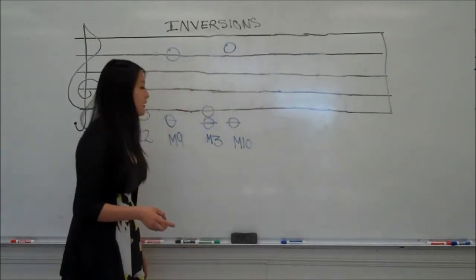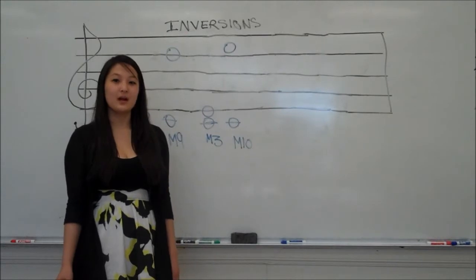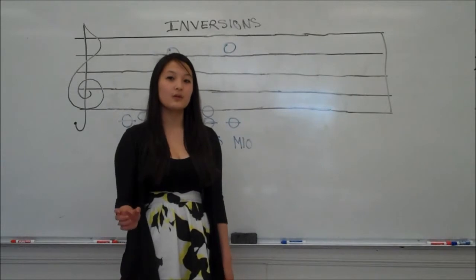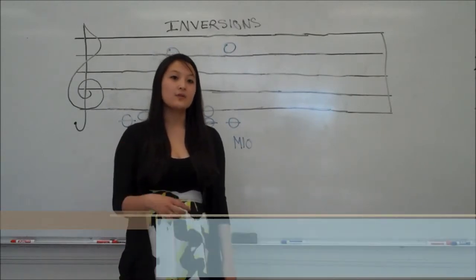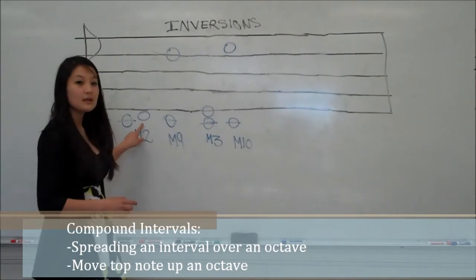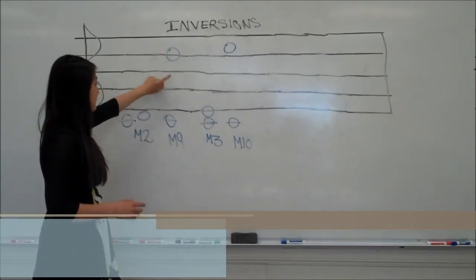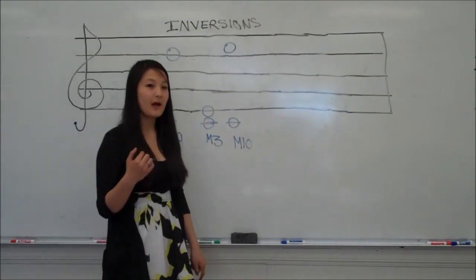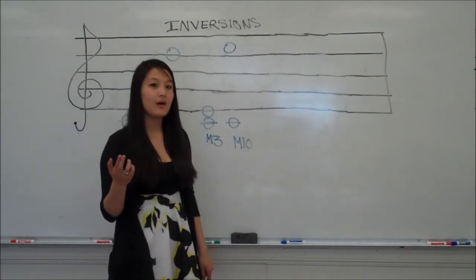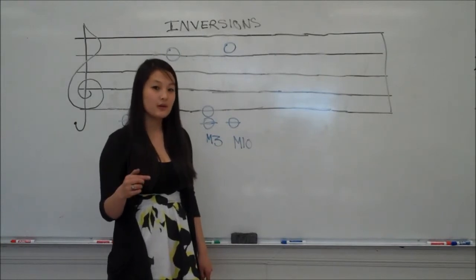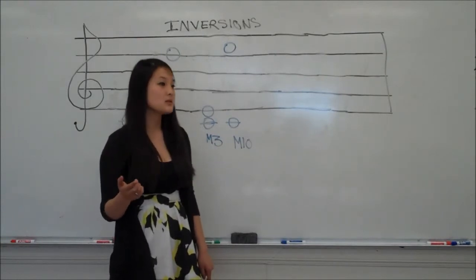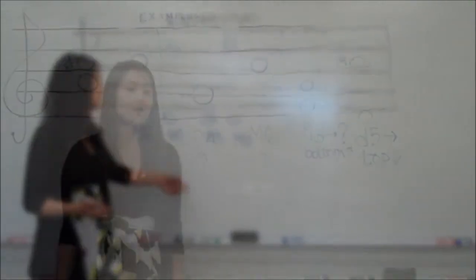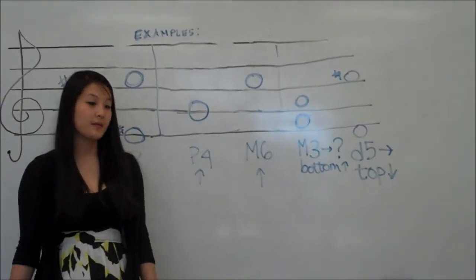Next we talked about compound intervals. And this is when you would spread an interval over an octave. So if you took a C and a D, but moved the D up here, it becomes a major ninth. And to remember how to figure out the second number of your new interval, you would take the first number and add 7 to it. So, for example, if you had a major second, you would add 2 plus 7, which would give you 9. So now I have a few examples for you to try.